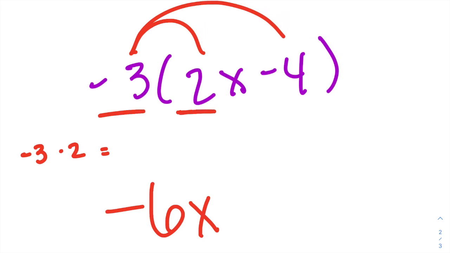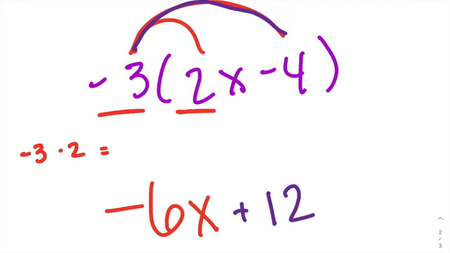Negative 3 times negative 4, the second part of our problem right here, is going to give me a positive 12. A negative times a negative is a positive. A negative times a positive is a negative. A positive times a positive is a positive.